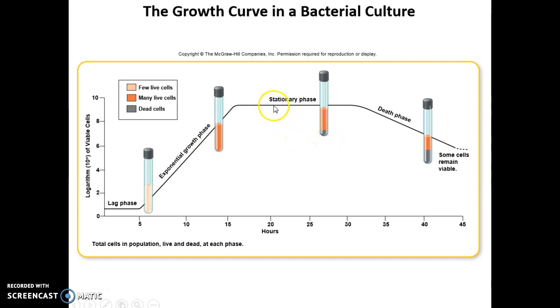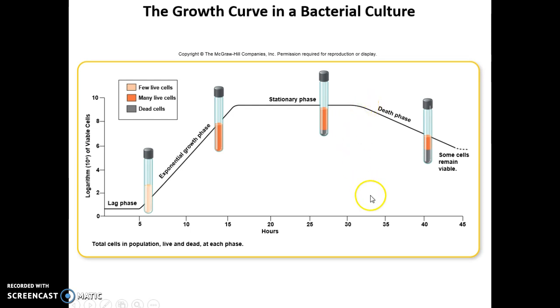And basically what's occurring is cells are dying and reproducing at the same rate. So equal death, equal growth. As some cells die, they open up and can release more nutrients. And then some of those cells that are still viable can utilize those nutrients and grow a little bit more. And so you have the even line here.